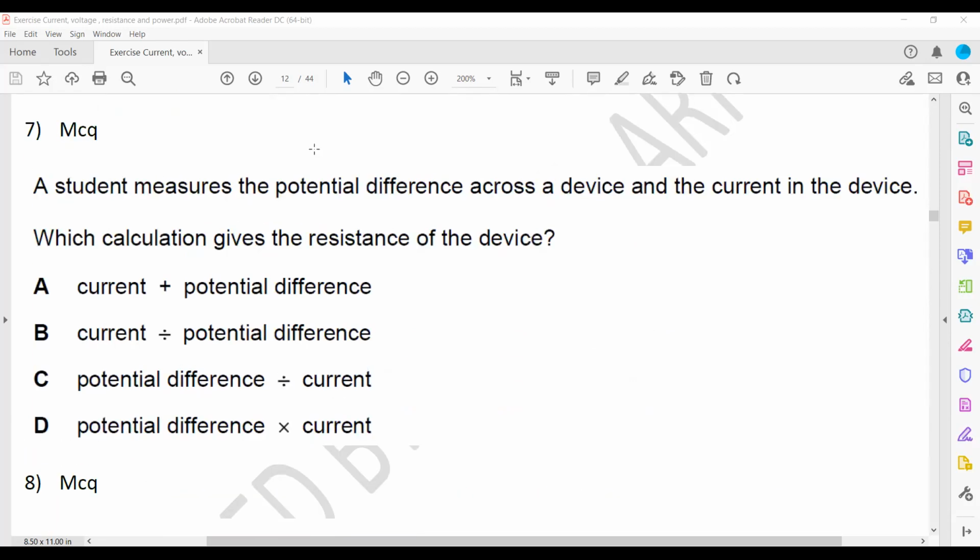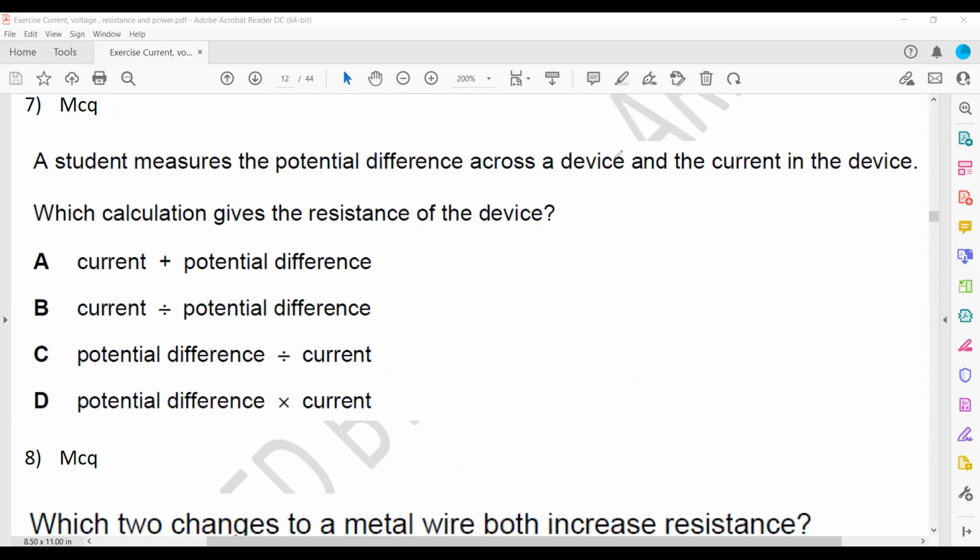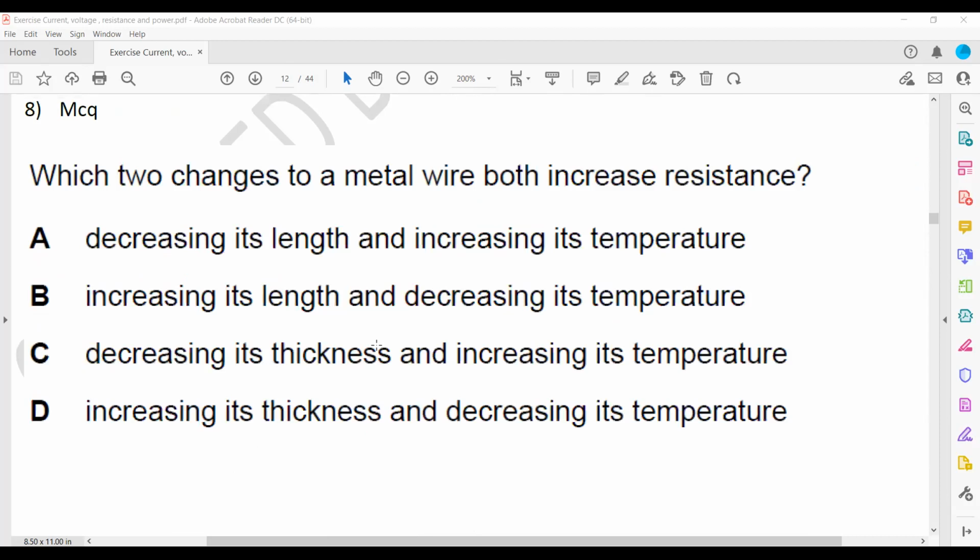Then a student measures the potential across a device and the current. Which calculation gives the resistance? To get the resistance, resistance is voltage divided by current. So not addition, not current divided by voltage. It is potential difference, or voltage, divided by current. So C should be the right answer. That's the formula to calculate the resistance.